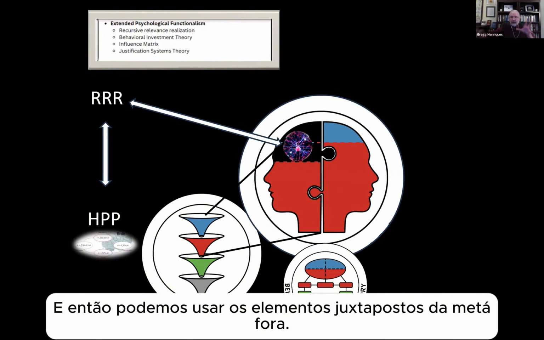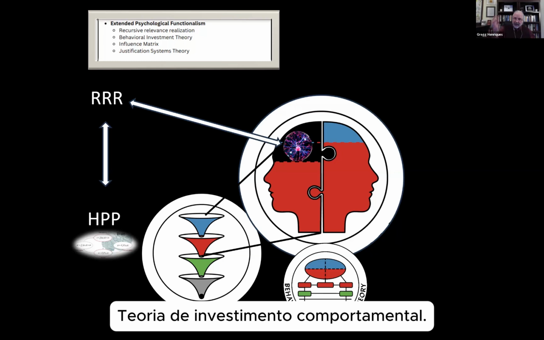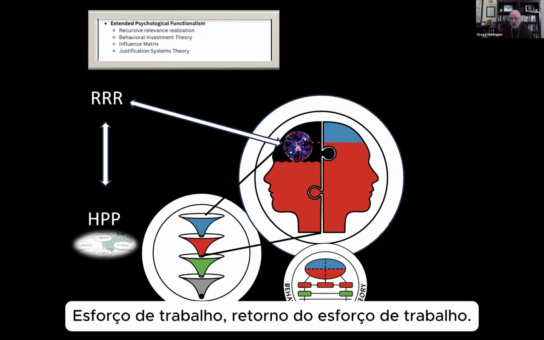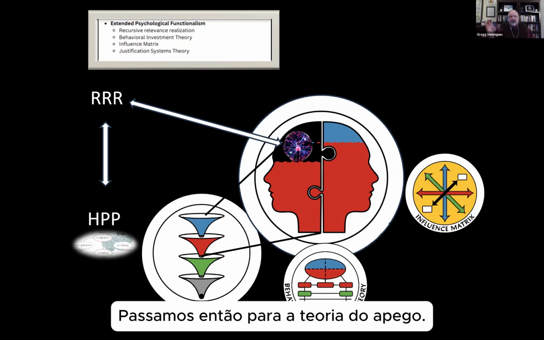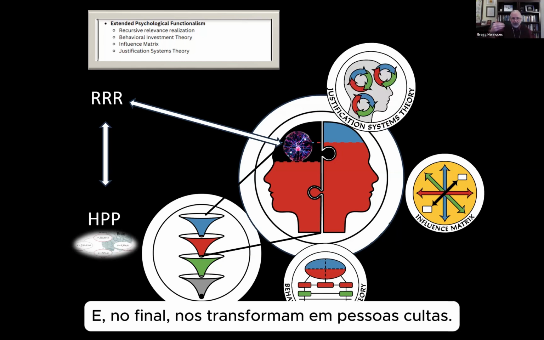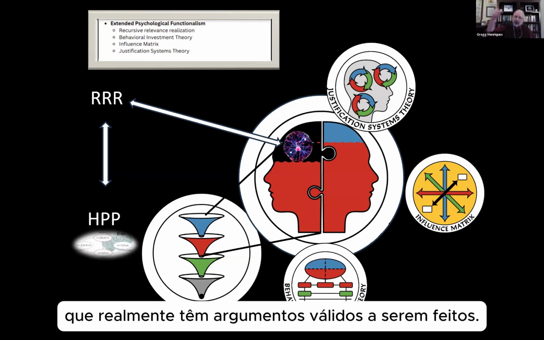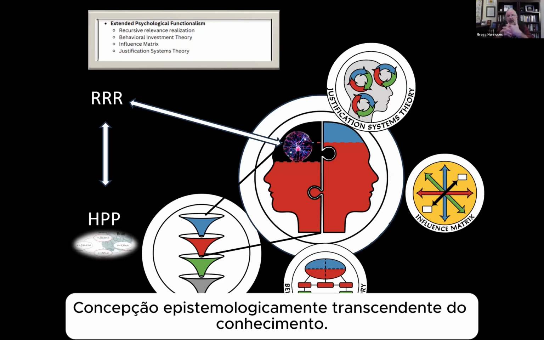And then we can use the juxtaposed elements of the meta-theoretical architecture of the unified theory. Behavioral investment theory grounds it in animals in a particular way, emphasizes more the affective motivational structure, work effort, return on work effort, connects it right into Skinner. We then jump up into attachment theory, we jump up in other dimensions about social psychology, and ultimately then turn us into cultured persons that are justifying and then making cases for science that actually have real arguments to be made because of a conforming around an ontological, epistemological, transcendent conception of knowing.